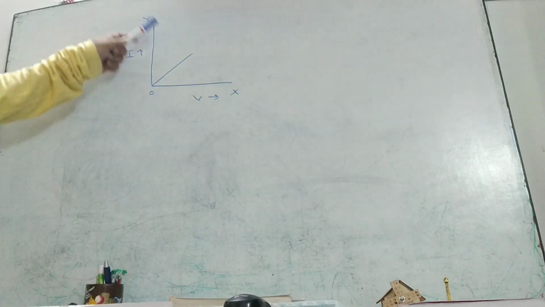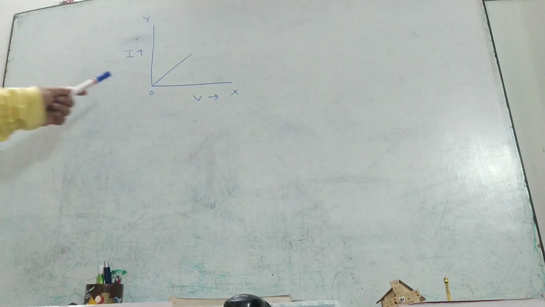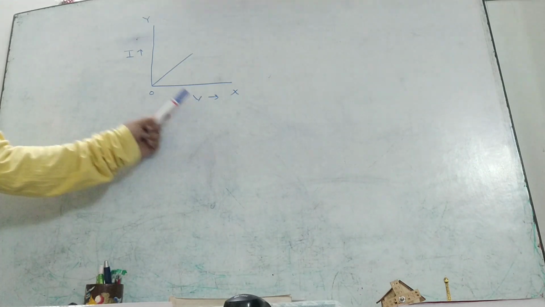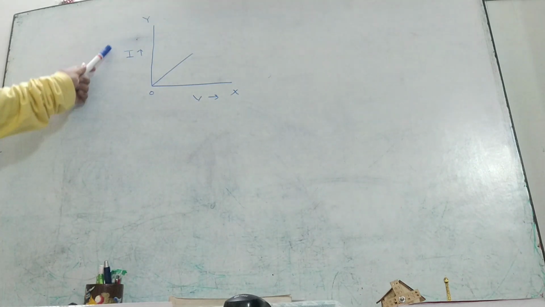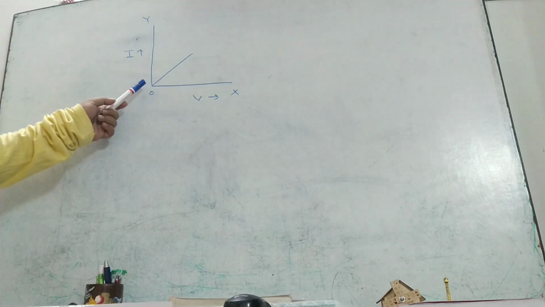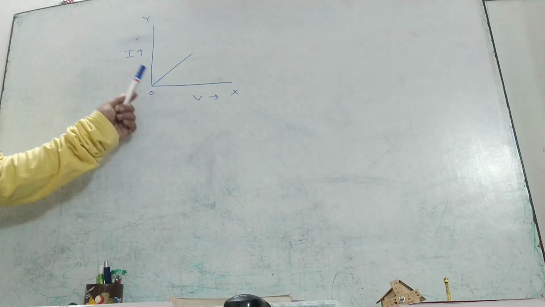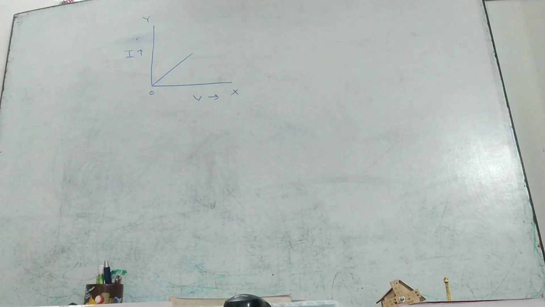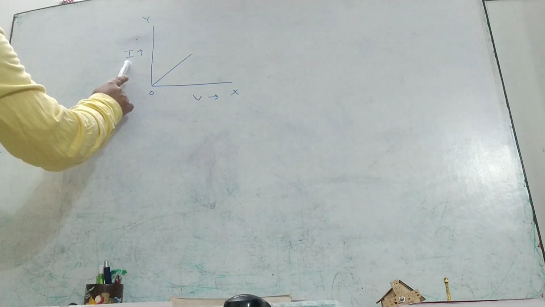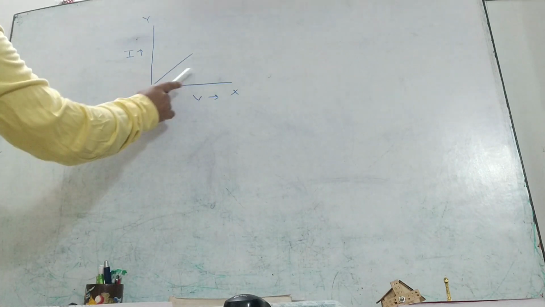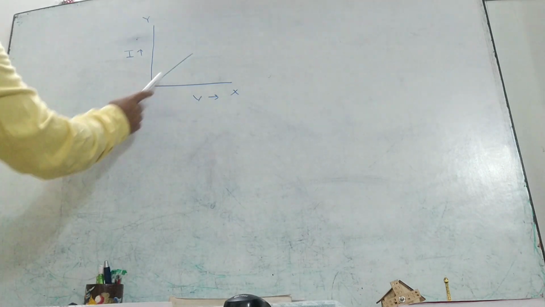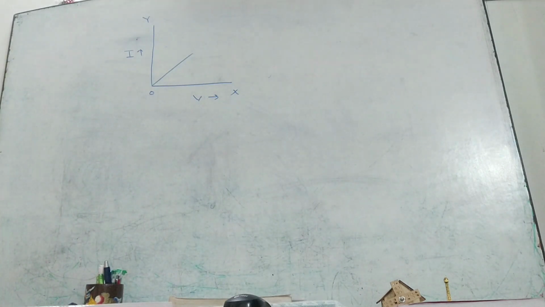This is the graph of Ohm's law. Along the x-axis we plot the potential difference V, along the y-axis we plot the current I, and you know the OX and OY axes are mutually perpendicular to each other. Since V is directly proportional to I, the graph of V versus I is a straight line passing through the origin.